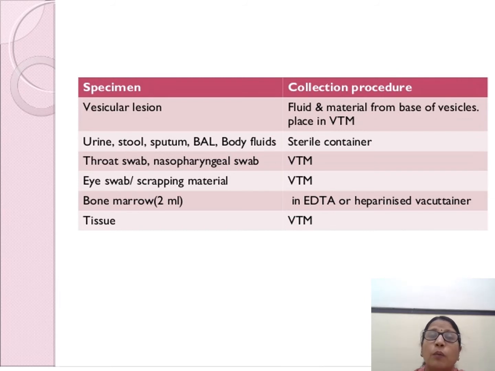VTM is what? Viral transport media. Bone marrow, if we are taking for viral diagnosis, that has to be transported to the lab in EDTA or heparinized vacutainer. Tissue, if we are taking again for virus, that has to be transported in VTM. So I think now this is clear what sample to take, how to transport the sample, and if any delay is anticipated, where to keep that sample.